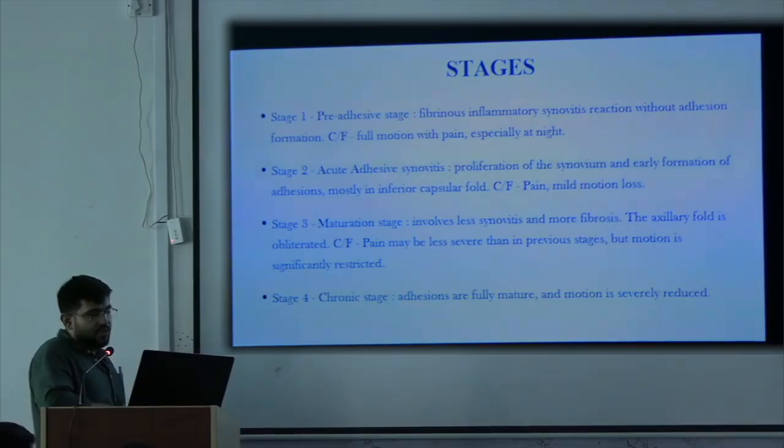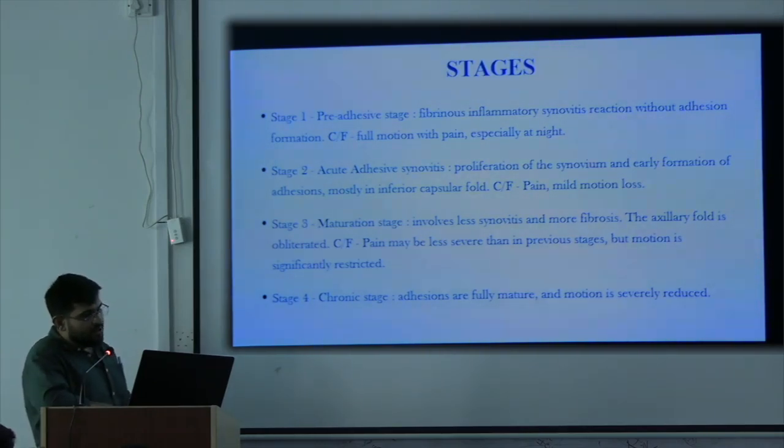Stage 2 is acute adhesive synovitis. There is a proliferation of the synovium and early formation of adhesions, mostly in the inferior capsular fold. Clinically, the patient will come in this stage with pain and a mild motion loss, and mostly the external rotation of the shoulder is lost.